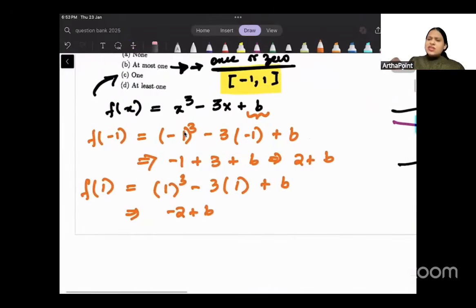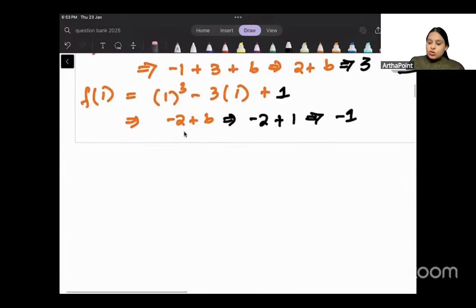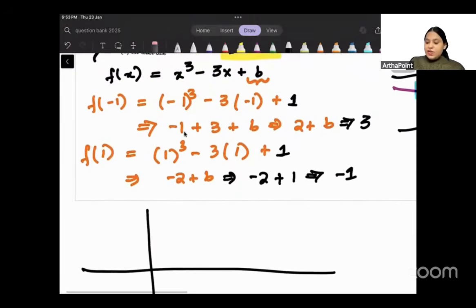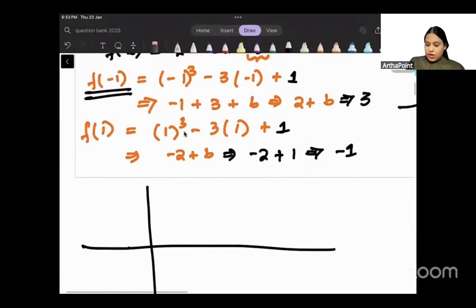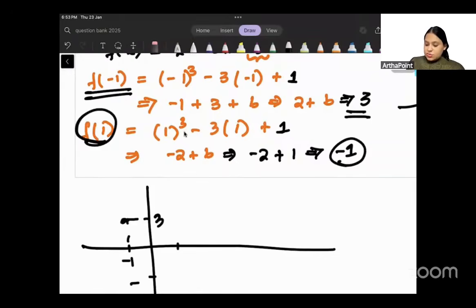Just supposedly, let's assume that b would have been 1. So this would have become 3, and this would have become -2 plus 1, that means -1. So then I would have known that when x takes the value -1, my function takes the value 3, and when x takes the value 1, my function takes the value -1. And I know it's a strictly decreasing function. So I know it will cut exactly once.